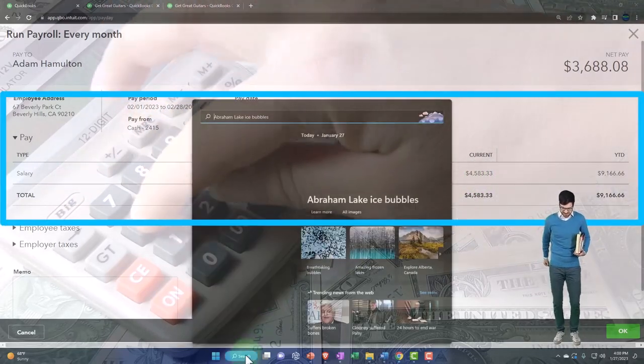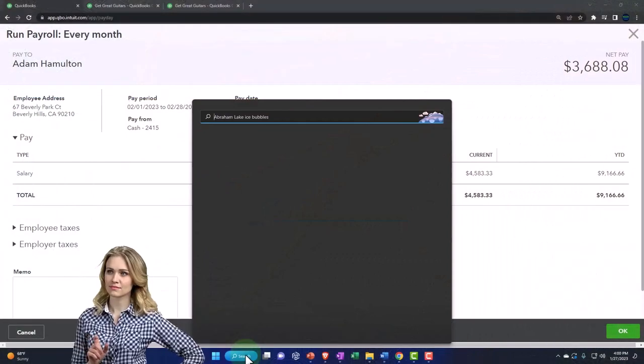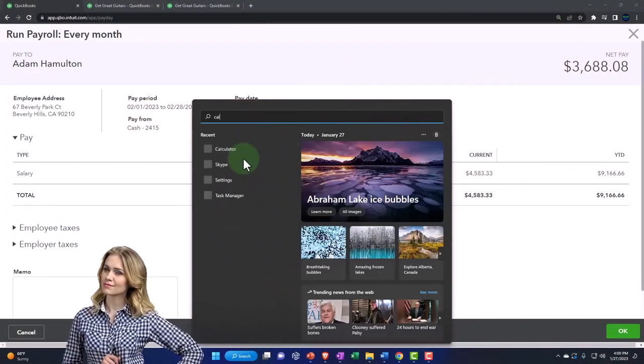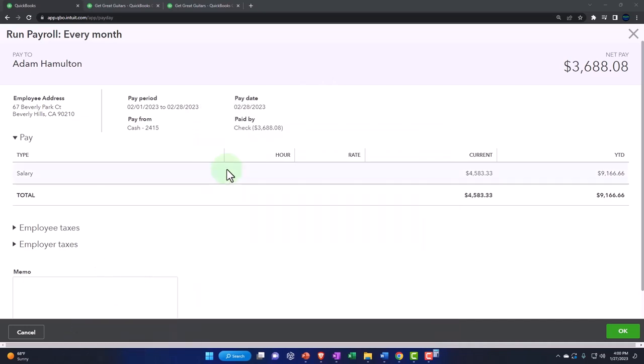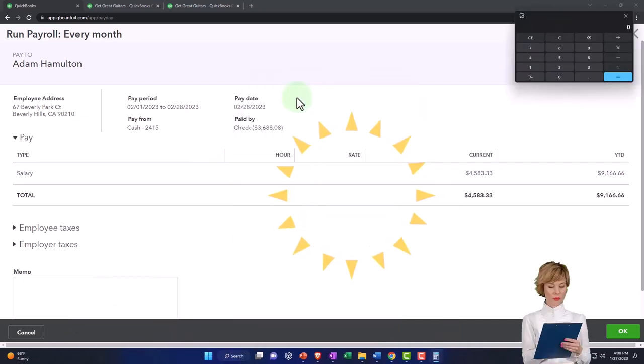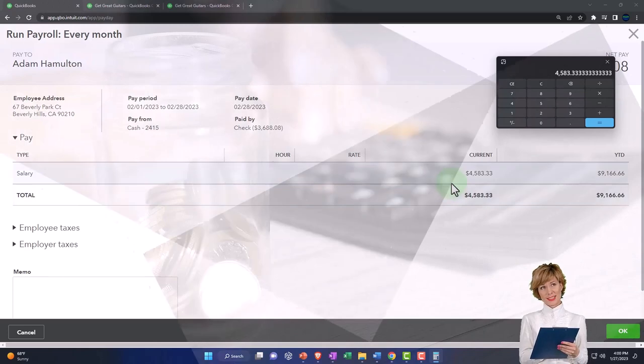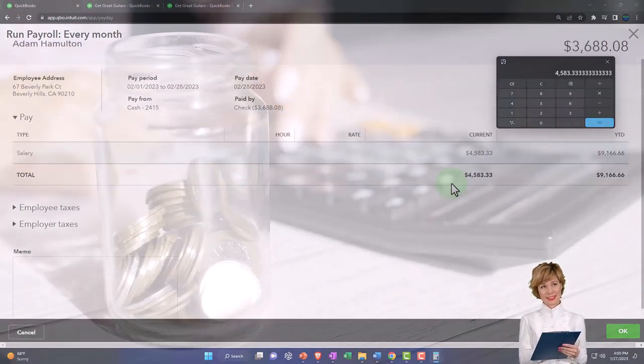I'm gonna pull out the trusty calculator here for some trusty calculations. Where's the calculator? It's not in the recent area. I've been using it all the time. So this is gonna be, I think it was 55,000 divided by 12. That's where the 4,583 comes from, 55,000 a year.